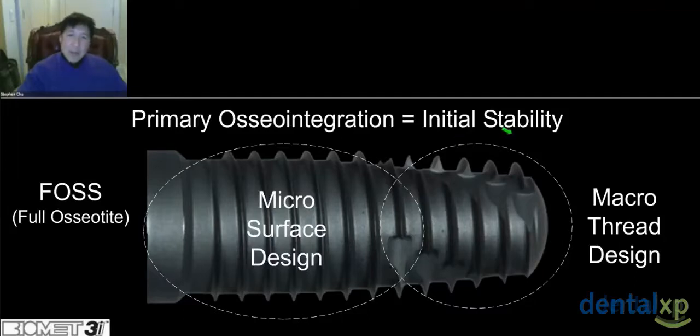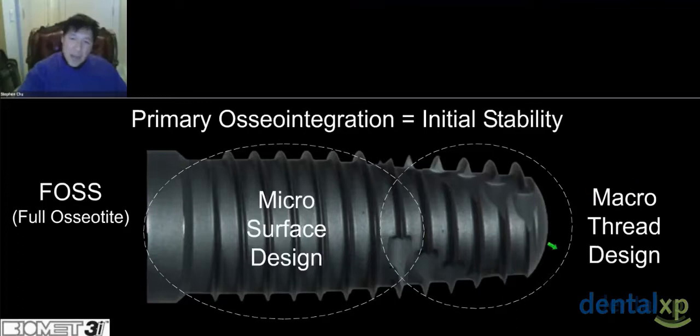Because initial stability is really primary osseointegration. Osseointegration can be broken up into 2 factors. One would be primary, and the second would be secondary. Primary stability, or primary osseointegration, being initial stability, and secondary osseointegration being the microsurface on the implant. So when you're talking about osseointegration, primary osseointegration is primary stability.